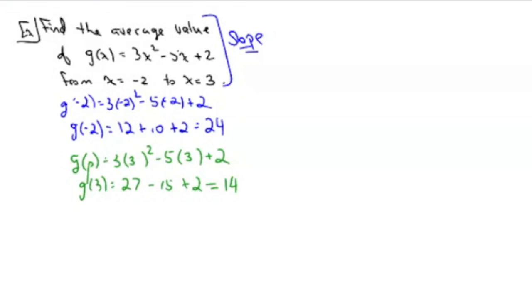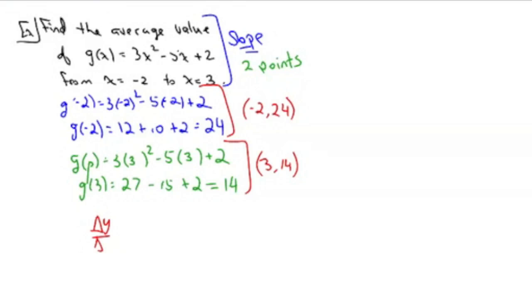Now, I've had people on a test get this far and quit. There's one step left, but they quit here because they don't see the information. What we're looking for is 2 points, right? So my question is, out of the blue mess, what is the coordinate that I just found? Negative 2, 24. Out of the second mess, what is the coordinate I found? 3, 14.